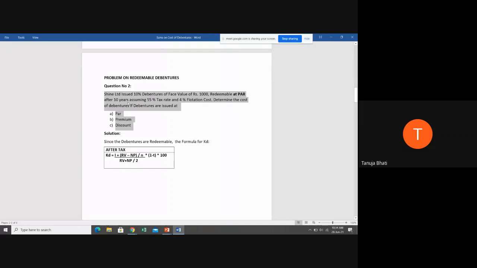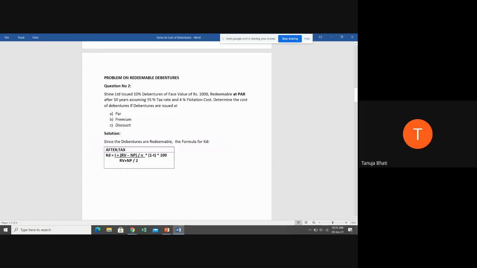Now can anyone tell me whether we should use the formula of before tax or after tax? Yes, students? After tax. Why after tax? 10 years is given. Tax rate is given. Very good. See, 10 years is nowhere concerned with before or after tax. After tax we have to consider because 55% tax rate is given in the problem. Okay. My next question is, once you know that it is a redeemable debenture, it is after tax, you have to know what formula is to be applied.